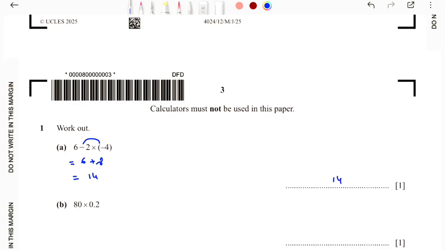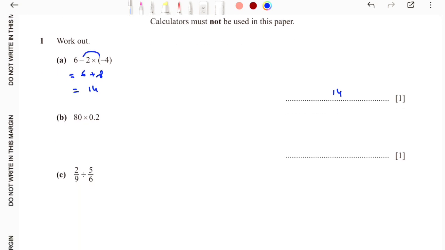Now B part, 80 multiplied by 0.2. You can remove the decimal by putting 10. The decimal will be removed, 0 will cut by 0. Now 8 times 2 would be 16.